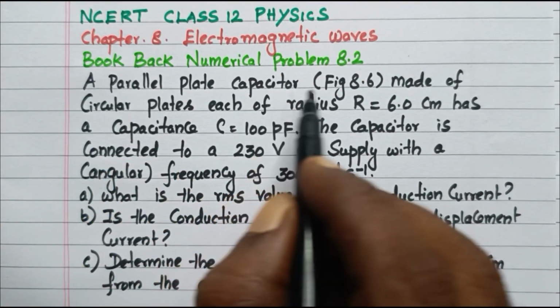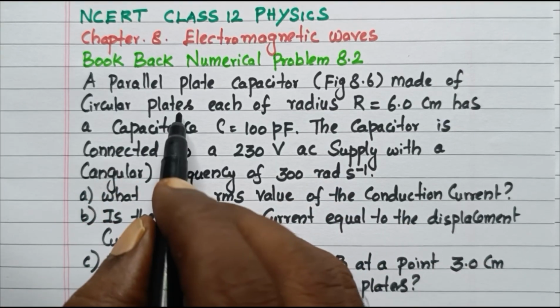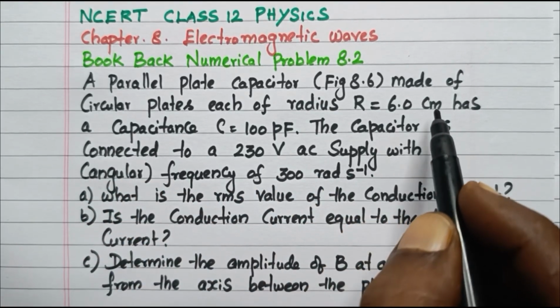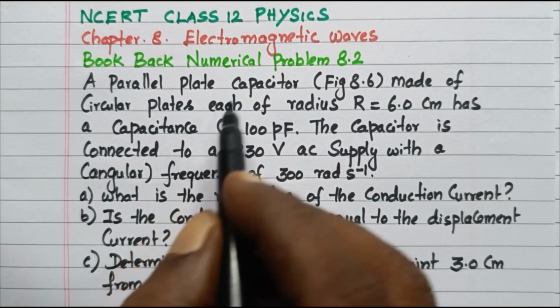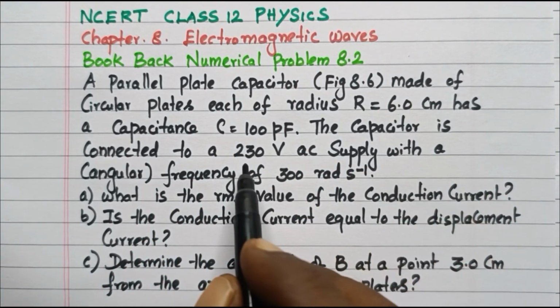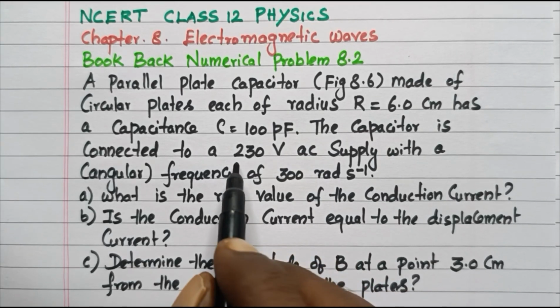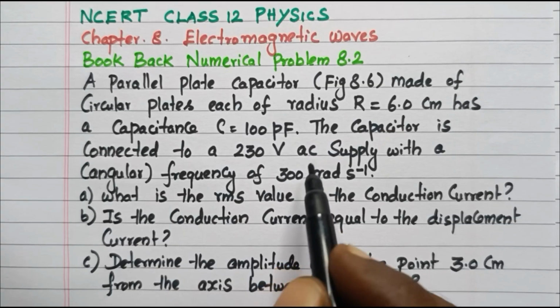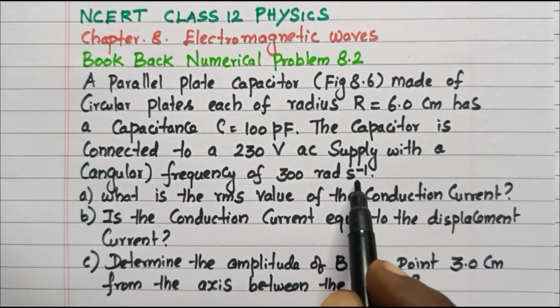A parallel plate capacitor is made of circular plates. Radius of the circular plate is given as 6.0 cm. Capacitance of this capacitor is 100 picofarad. The capacitor is connected to an AC supply and the voltage is 230 volt. Angular frequency of the AC supply is 300 radian per second.